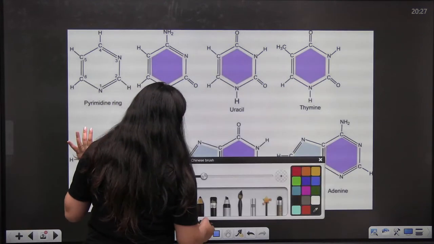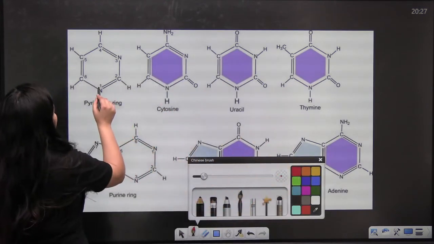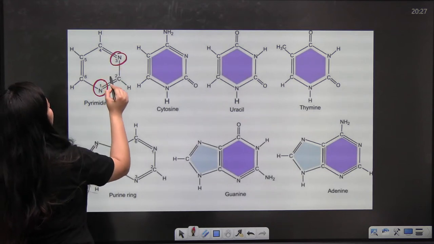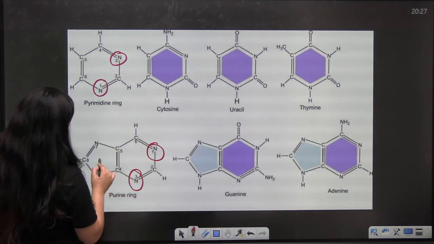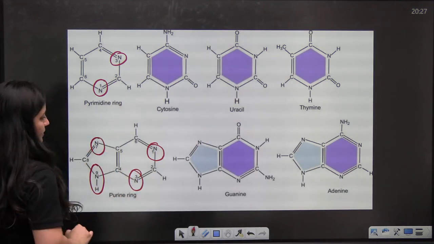And again, let's talk about the namings. Here you can see again, pyrimidine 1, 3, and purine 1, 3, 7, and 9. Done.